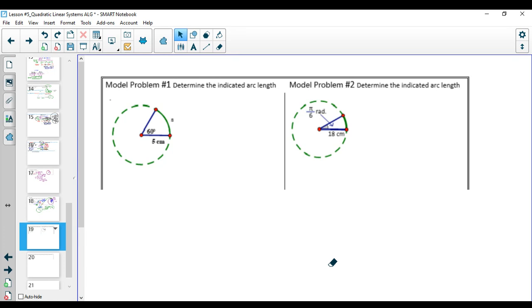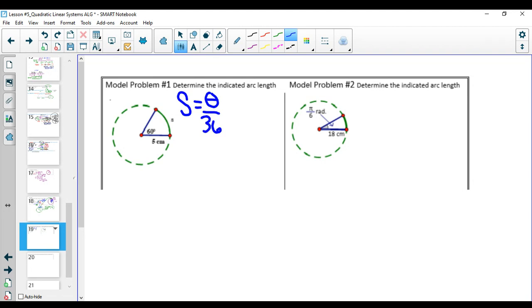Alright, so the formula is S equals theta over 360. Theta has to be your central angle, so it's the piece of the full circle. The full circle is 360, and I just want a small angle of it. Then the next part of the formula is the circumference, because we want a piece of the circumference. So it's 2 pi r, which is the formula we already know.